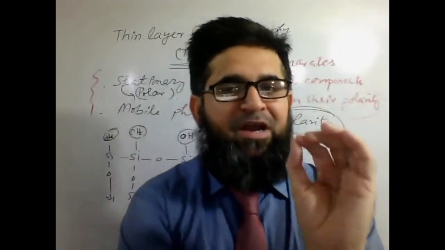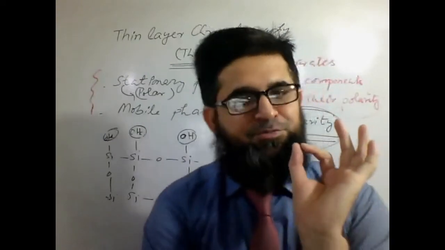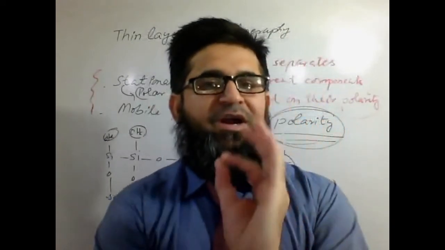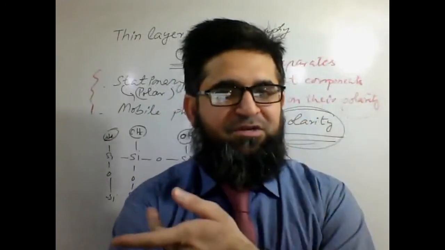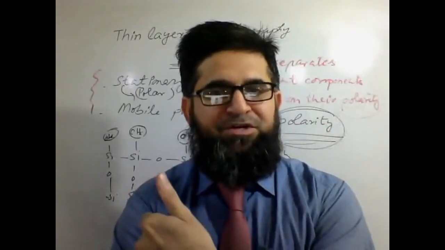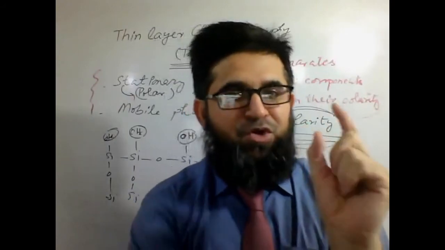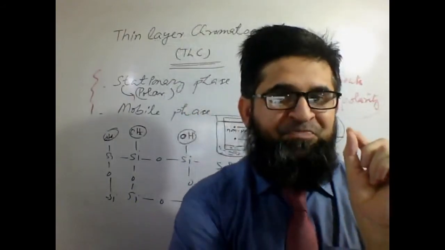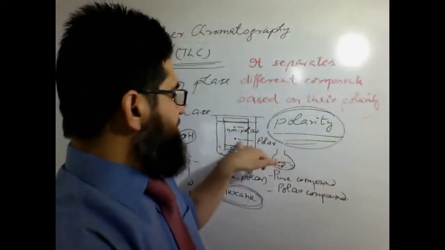If we find only a single spot on TLC, it means the given sample is pure. If you find more than one spot, it means that if two spots are there, two components are present; if three spots are there, three components are present. Let's say if two spots are there, it means two components in the sample. Out of those two spots, the one which is closer to the base is supposed to be the polar.